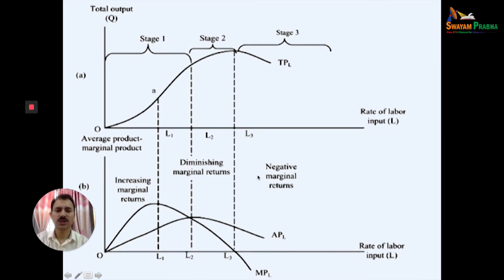Now let us discuss the third stage. In the third stage, total product declines. AP shows a small decline, but never becomes zero. MP becomes negative. It goes below the x-axis. Hence, the third stage is known as negative marginal return, the negative return stage.